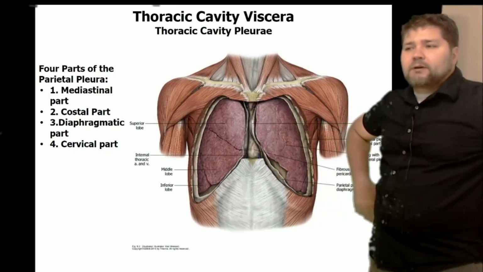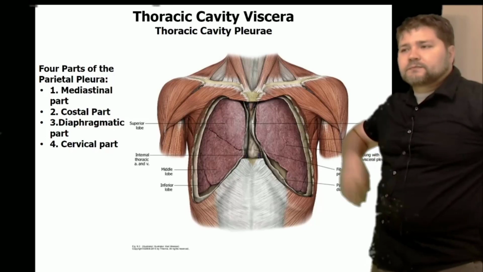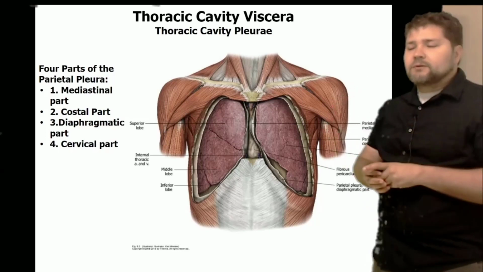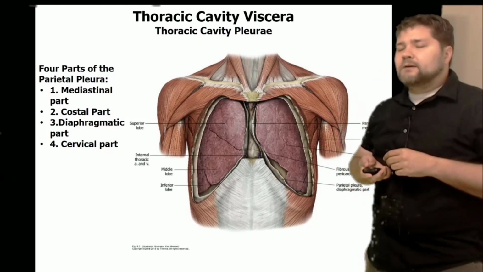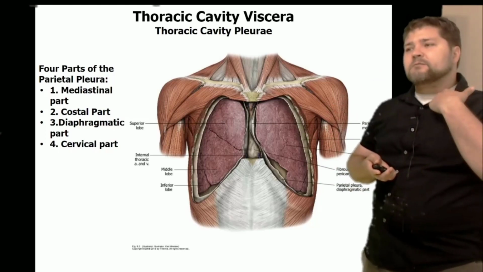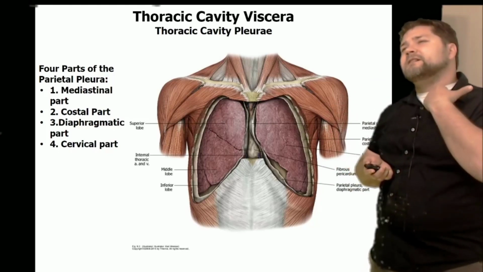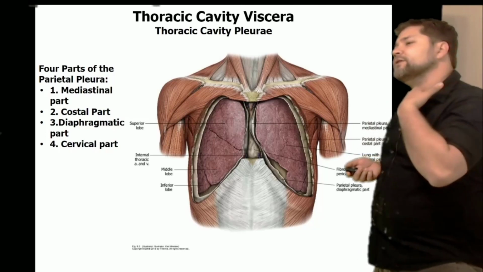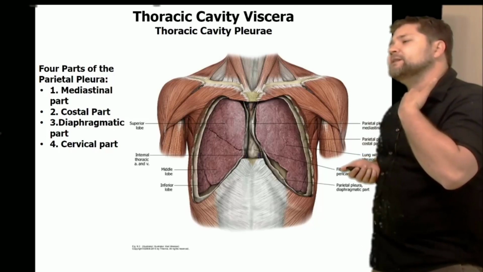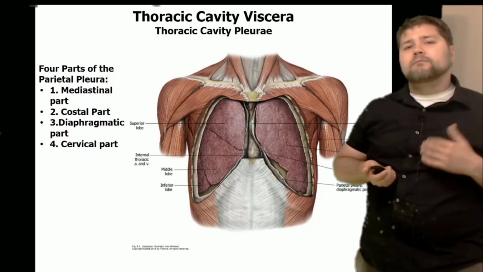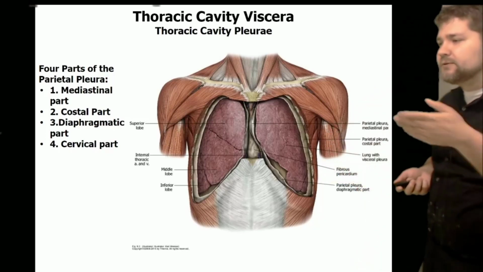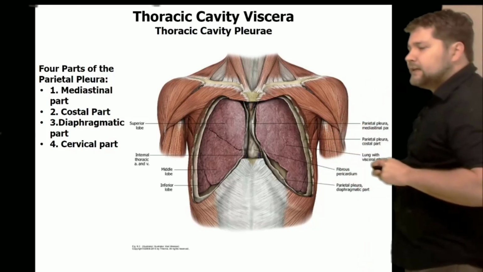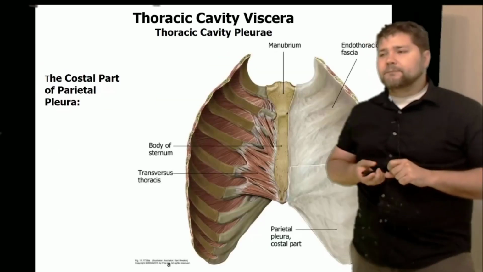And then you have a cervical part, which is going to be up towards the spine area, right up here. And you'll see that it kind of pops up above. So if you were to get an injury around here, you could potentially risk injuring the cervical pleura and puncturing a lung through a neck injury. So it's kind of neat. We'll look at that when we can open up our rib cage in a little more depth here.